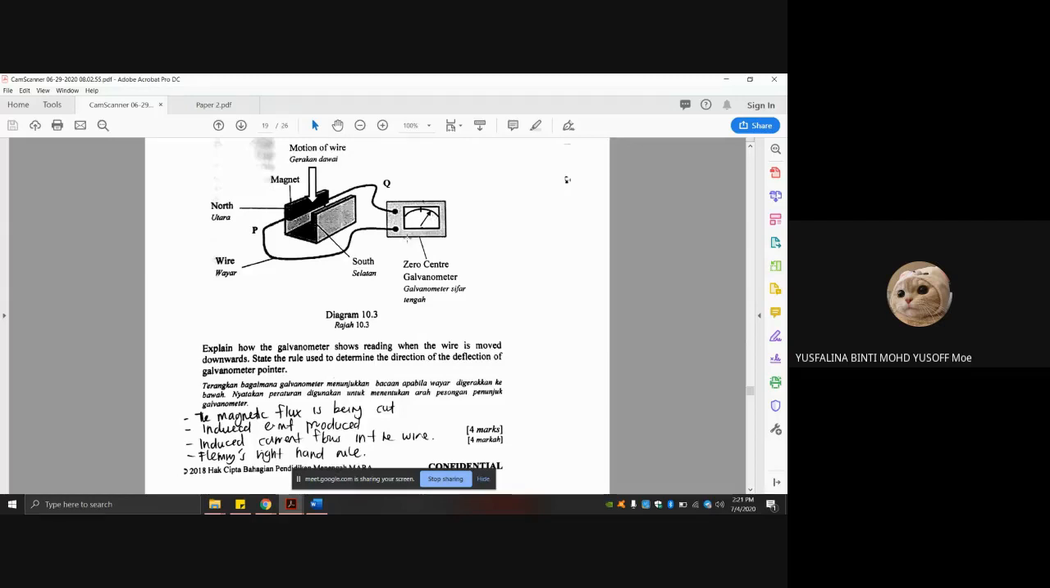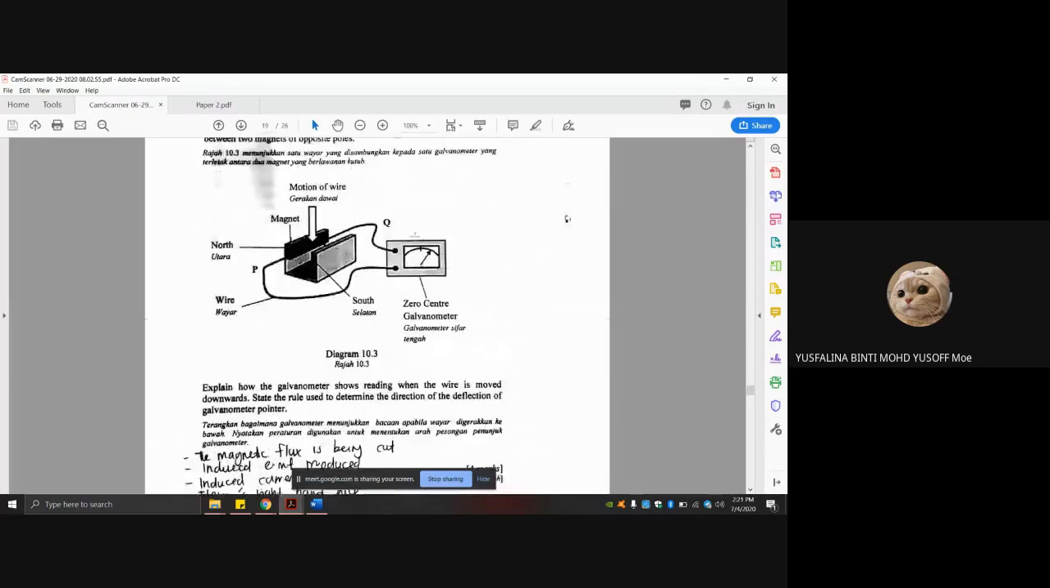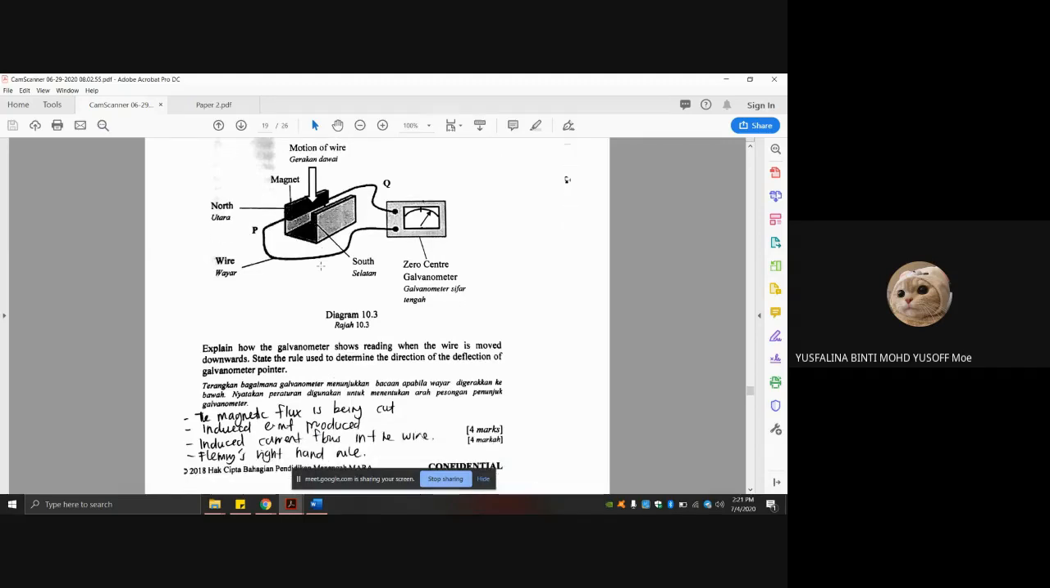So let's say for this one, it moves from where to where? I think I'll draw it. If P to Q, like this, it will reflect here, right? So if we move like this, it moves P to Q, because the pole is not so clear. You don't know which one is in, which one is out. But this one you don't need to know, because the question just asks you to explain.